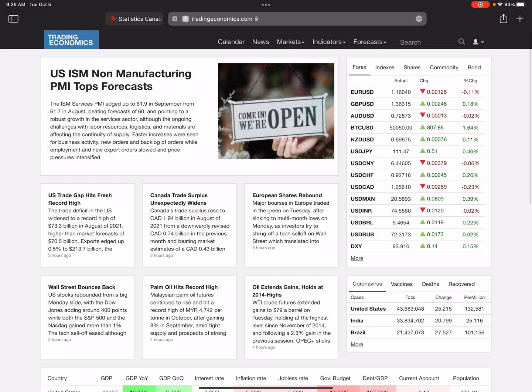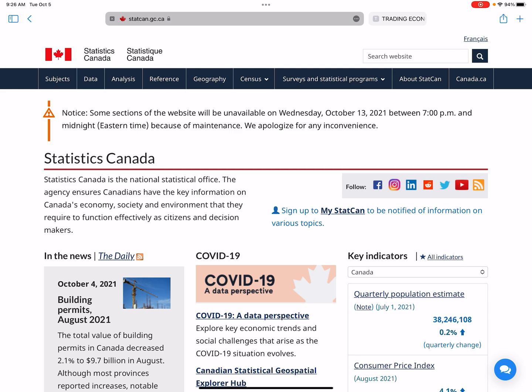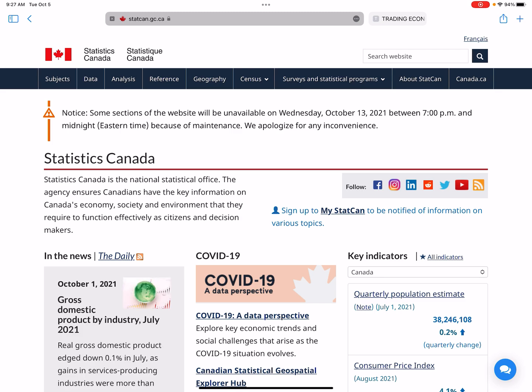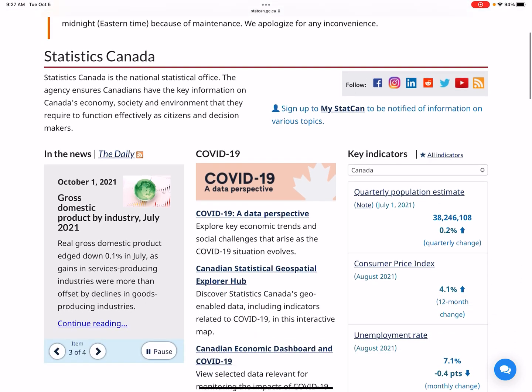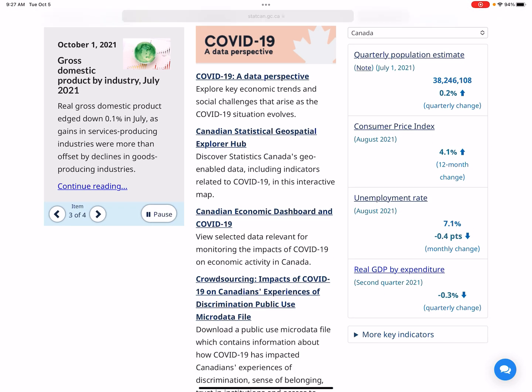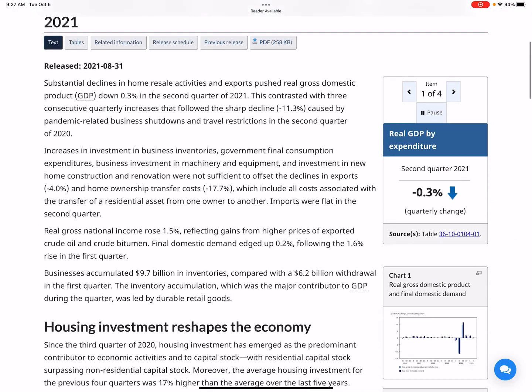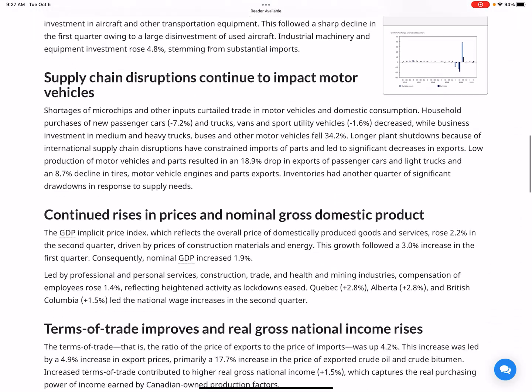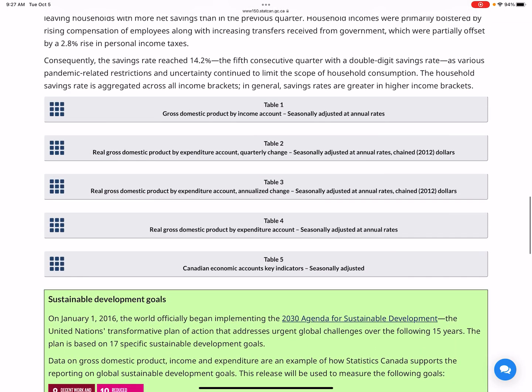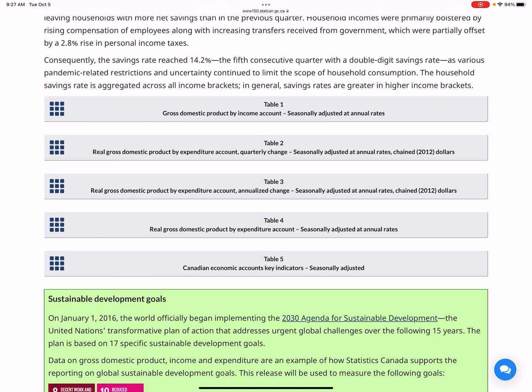All right, so to find nominal GDP, we can go to StatsCan for this data. If you're looking for the US data, you would go to FRED. And you can also find nominal GDP for Alberta on the Alberta dashboard. All right, so we're going to go to where it says real GDP by expenditure on this page. And if we go all the way down, we can find more data on these tables.